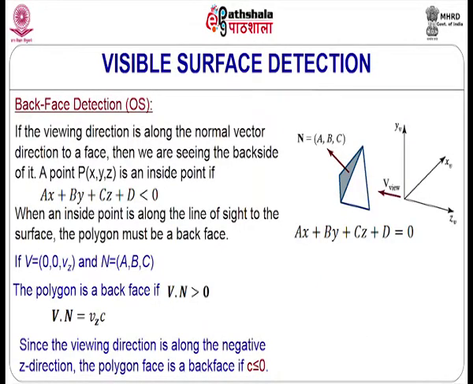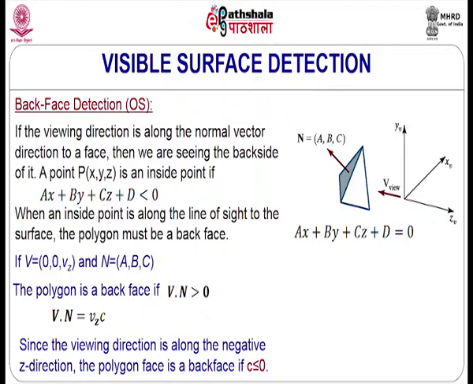From the discussion given here, it is evident that where the viewing direction is along the normal vector direction to a face, we are seeing the back side of it. A point P(x, y, z) is an inside point. As you know, given a plane equation, a point that lies on the plane satisfies the equation. An outside point is away from the plane. This inside and outside should be understood carefully.